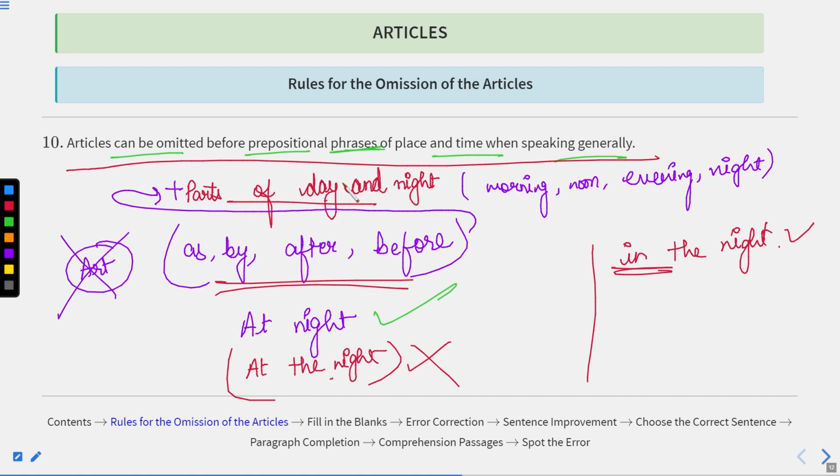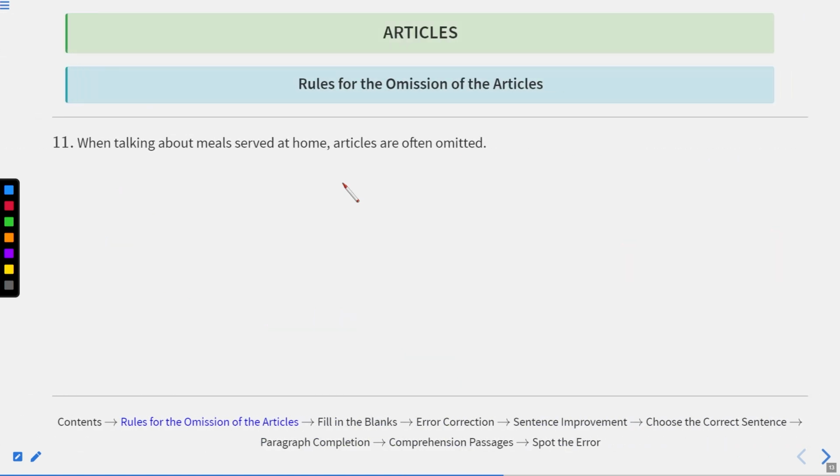article before these prepositions or parts of day and night. But if I use any other preposition, I can use an article easily. So you should remember this very, very importantly. This concept is very, very important in a speaking sense as well. Now let us move to the next one.